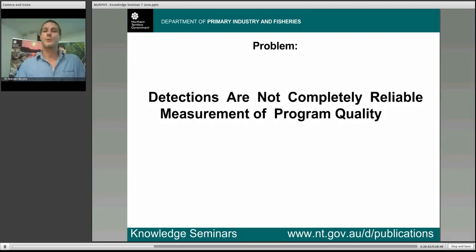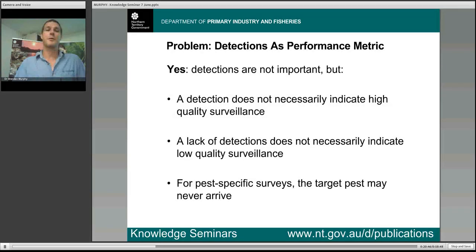Now, another critical problem is that detections, I don't think, should be used as the sole criteria for describing the performance of our surveillance systems. And the reason is that they're just not a reliable indicator. They're still important, but a detection itself does not mean that you have a very good surveillance system. Now, I tend to think of surveillance as having three phases. The first phase is that we don't do anything. And for the vast majority of pests that we're worried about, or a huge number of crops, we don't actually do any surveillance. And that's understandable. It costs money. We can't allocate it to everywhere.